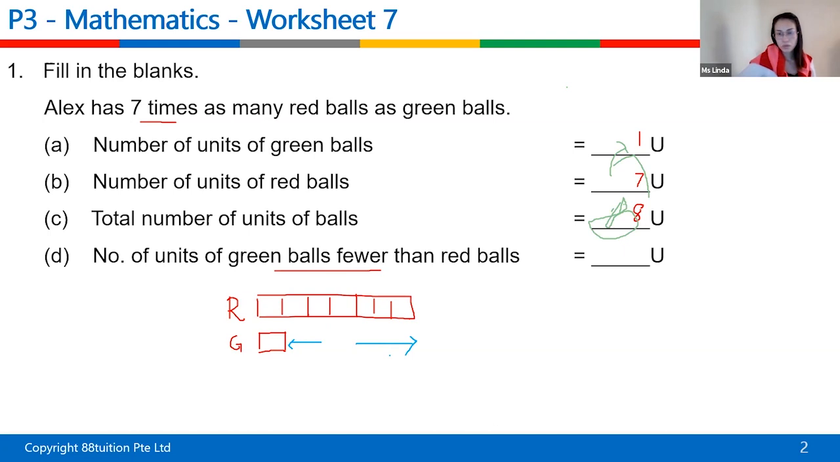So would you be able to find how much fewer? This part. Look at the diagram. It's very easy. So basically, 1 to 1 here. So what is the one that is not shaded? How much fewer? How much lesser? 6. Yeah, can you write down?